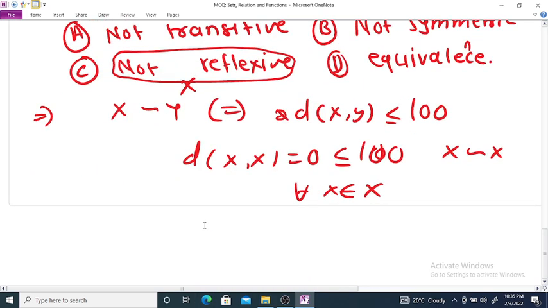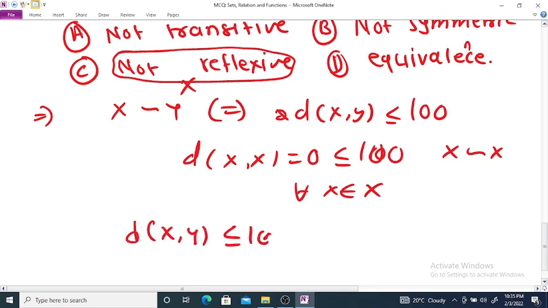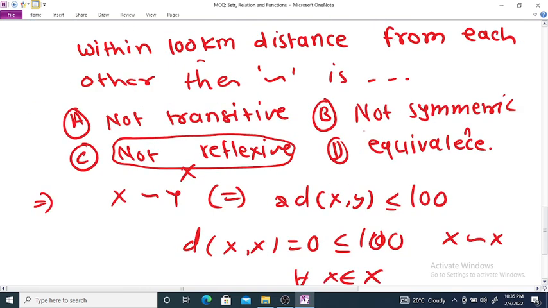It is also symmetric, because if the distance between x and y is less than or equal to 100, then the distance between y and x is also less than or equal to 100, and therefore this is symmetric. So therefore this is also not a correct option.